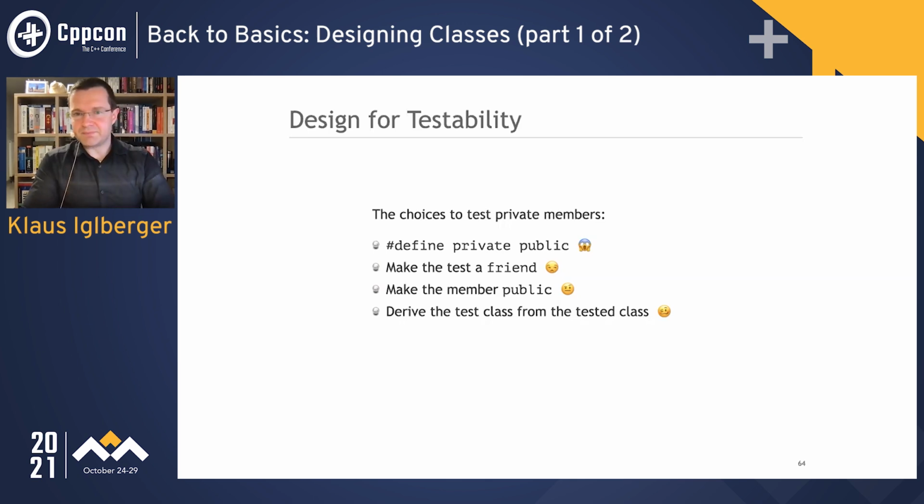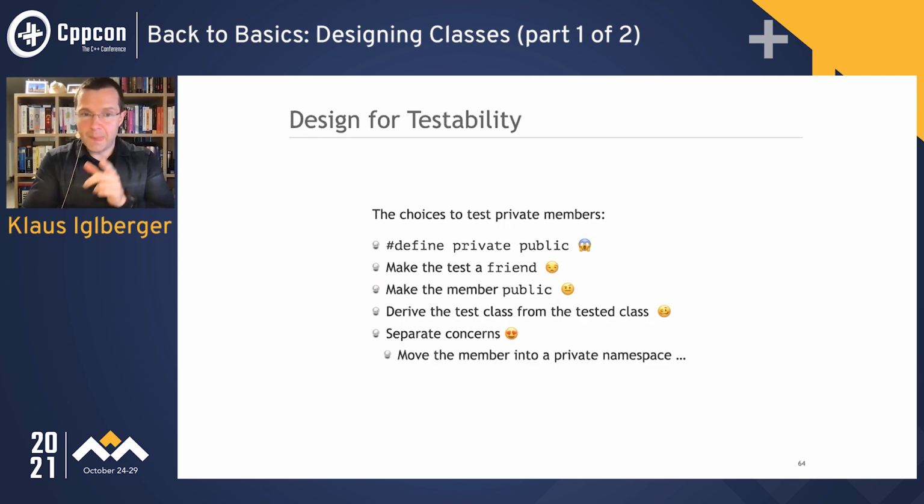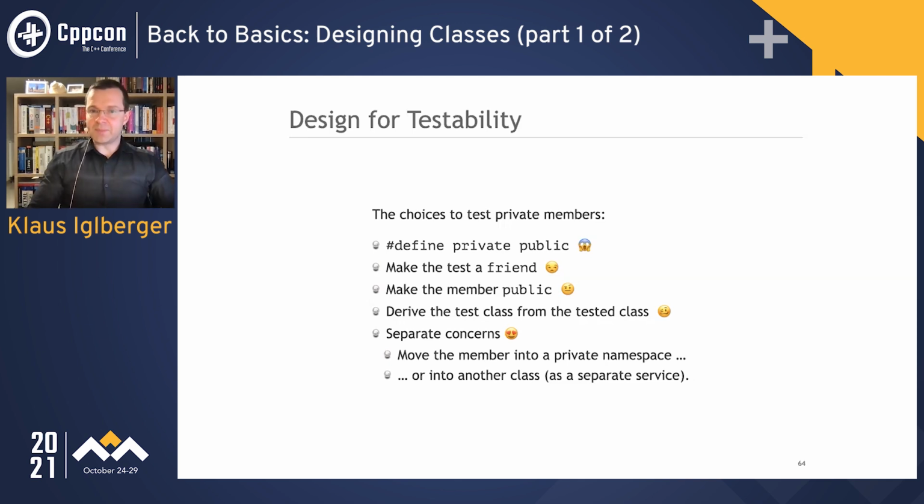Now, the right answer. The one answer is to separate concerns. So in this particular case, the separation of concerns can be simply achieved. So we can move the member into a private namespace that we use, that we know about. But now since it's a namespace, since it's somewhere free, it's actually easy to test. It's almost trivial to test. Or we move it into another class. If you have additional data members, some state, then we could implement it as a separate service that is reused, but also testable. So separation of concerns.